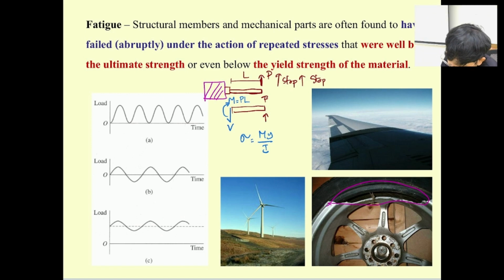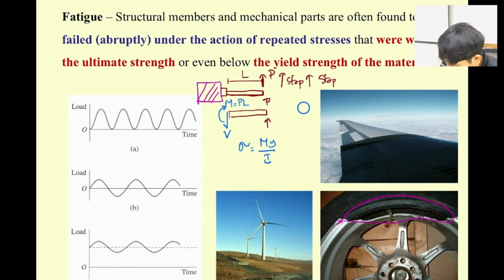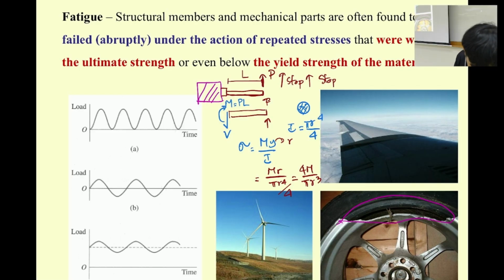And I for the cross section over here is going to be pi R to the power 4 over 4. Okay, if I substitute in here, basically Y over here is the radius. So just put M R over pi R to the power 4 over 4. So we rearrange the equation, and we're going to get 4M over pi R to the power 3 over here. Okay.